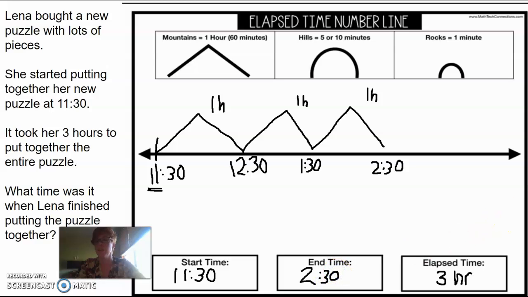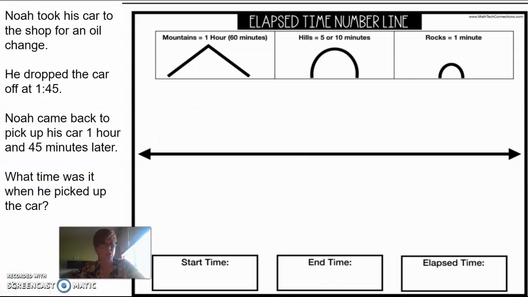Okay. Please clear your paper. We're going to do another one. Okay, I'm going to read this problem out to you, and then I want you to put the start time, the elapsed time, and I want you to draw on your paper the mountains and the hills we'll need. It says Noah took his car to the shop for an oil change. He dropped the car off at 1:45. Noah came back to pick up his car 1 hour and 45 minutes later. What time was it when he picked up his car?